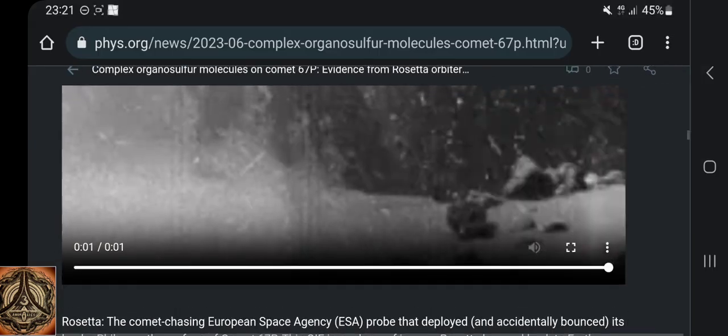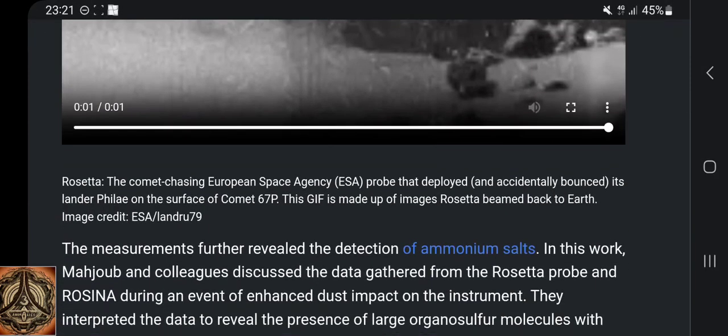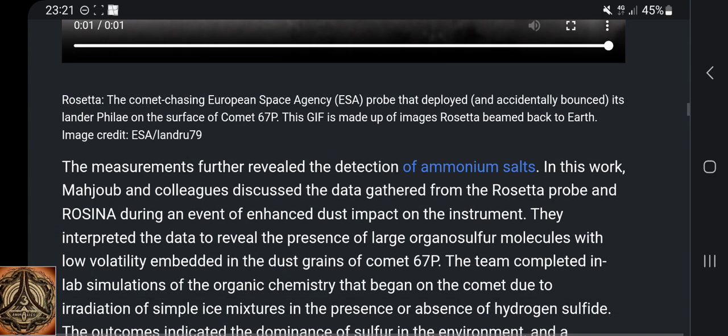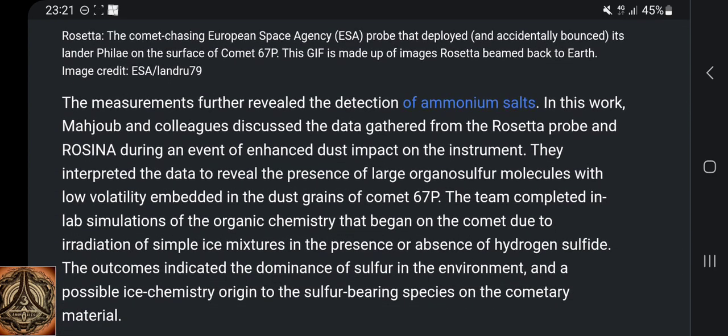There's stuff going on on the comet, which really cannot be explained by gravity. But that's just a side note. The measurements further revealed the detection of ammonium salts.